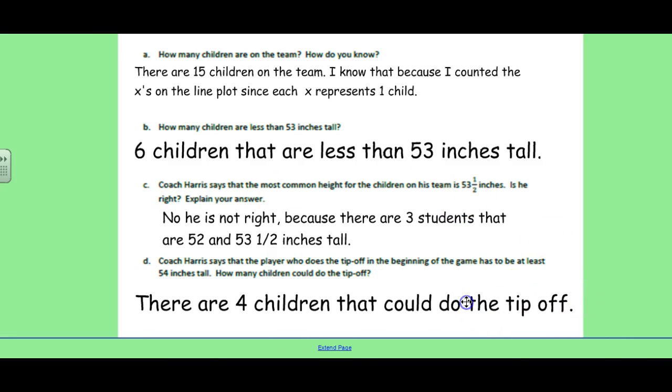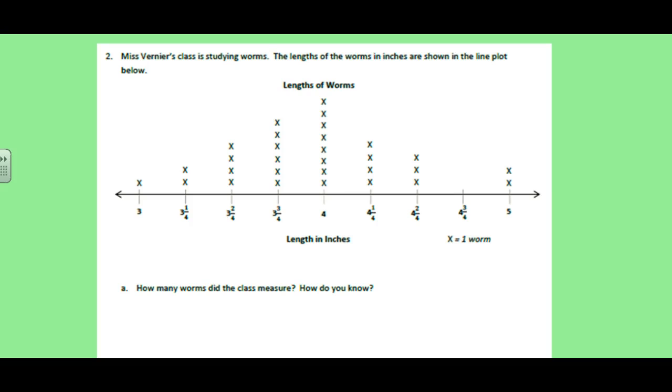And now we're going to be ready to move on to the next part of the problem set. We've got another line plot. I'm probably going to let you do more of this one on your own, since we just did the whole front page together. So we need to look at what this line plot is about. We need to look at the labels, and we need to know what the X's represent. So this says Miss Vernier's class is studying worms. The lengths of the worms in inches are shown in the line plot below. So all of these numbers that you see down here on the bottom of the line plot, that's going to be the length in inches.